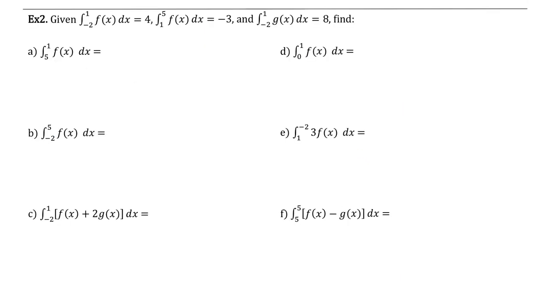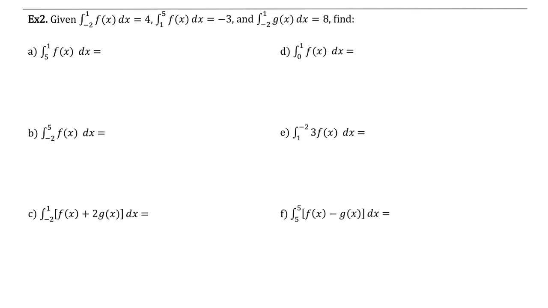Okay, example 2 is the same idea. We're going to use the properties to evaluate the integrals, and they're going to give me given information, which might be useful, or it might not be useful enough, and I'm going to say there's not enough information. Okay, so the first one is I want the integral from 5 to 1 of f of x dx. Do they give me 5 to 1? No. They give me 1 to 5, though.